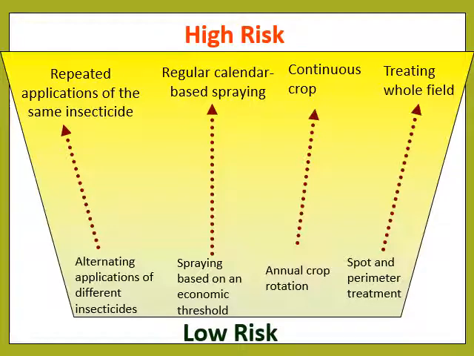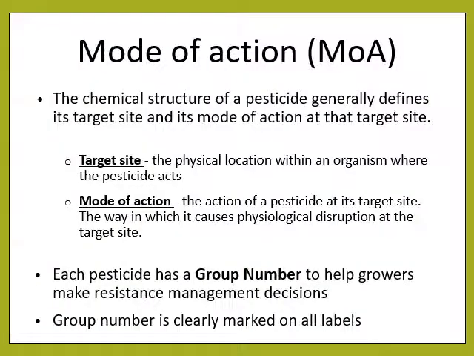On the low risk end, have a crop rotation so that you're breaking up the life cycle and the timing of what's growing in the field. On the high end, a continuous crop that's predictable and the same every year. On the low end, spot perimeter treatments only where it's needed, as opposed to treating the whole field at higher risk. So let's come back and talk again about the mode of action.